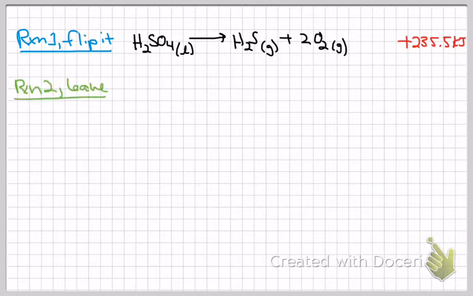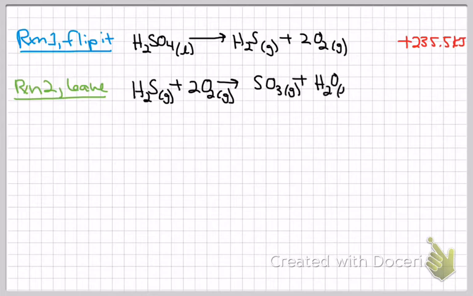Next, I'm going to take reaction 2 and I'm going to leave it alone. And it would look like this. And the reason I'm using reaction 2 is I need to get sulfur trioxide and water as products in my target equation. This equation gives me that sulfur trioxide in the correct position. Because all I did was use the original equation 2, I do not alter the enthalpy change.